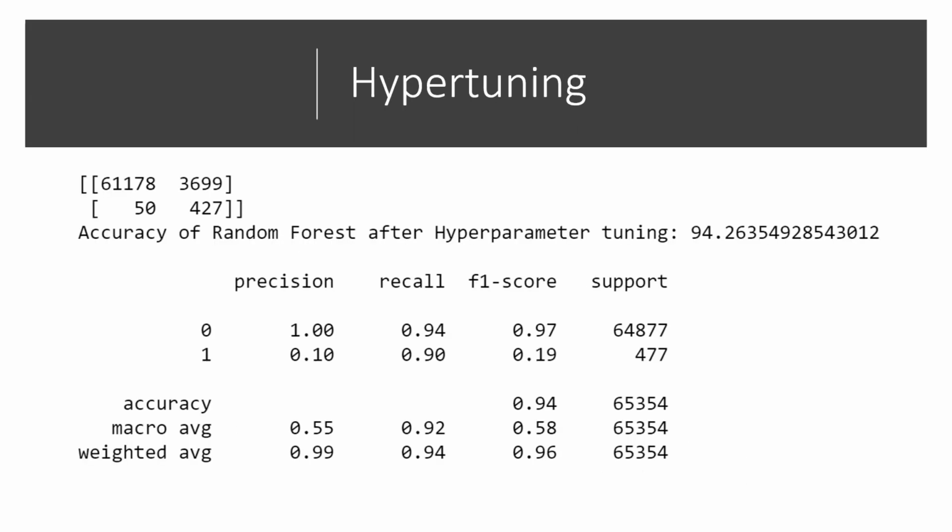Actually, coming to the hyperparameter tuning, we know that in machine learning, hyperparameter tuning is the problem of choosing a set of best hyperparameters for a learning algorithm. A hyperparameter is a parameter whose value is used to control the learning process. That's what I have understood and learned from this. After hyperparameter tuning, I got the random forest accuracy as 0.94, which is pretty much more.